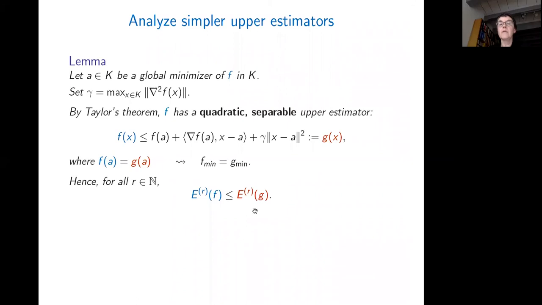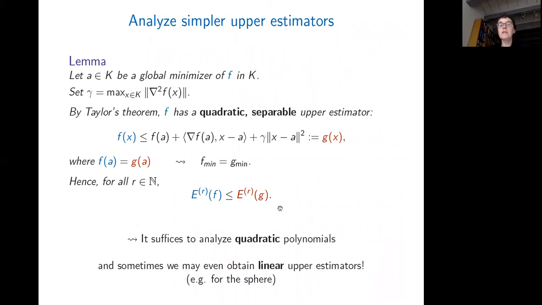And so this makes our life much easier, because this is telling us that it suffices to analyze quadratic polynomials. And sometimes it will even suffice to analyze a linear upper estimator. We will see that this is the case, for instance, for the unit sphere. So this is the first basic trick. It's enough to analyze quadratic polynomials in a nutshell.